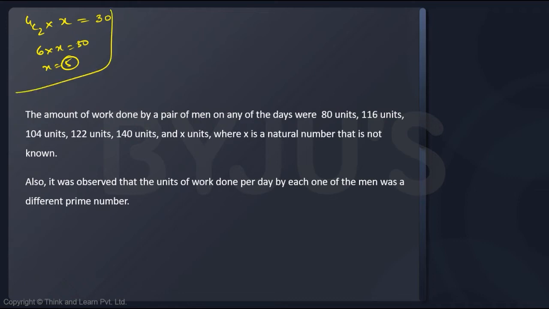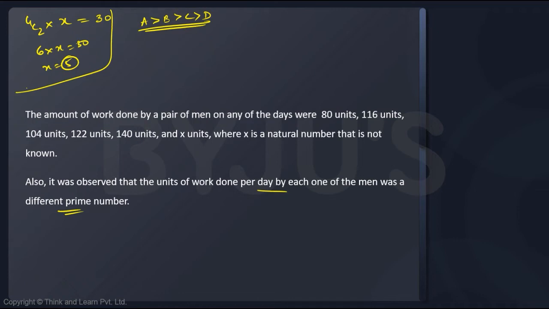Now keep this aside. Let us say the people are A, B, C and D. Efficiency of A is greater than B, B is greater than C, C is greater than D. Let's take it like this. These are the 4 people. It is observed that the units of work done per day by each one of the men was a different prime number. So clearly all of them are distinct and they are prime numbers.